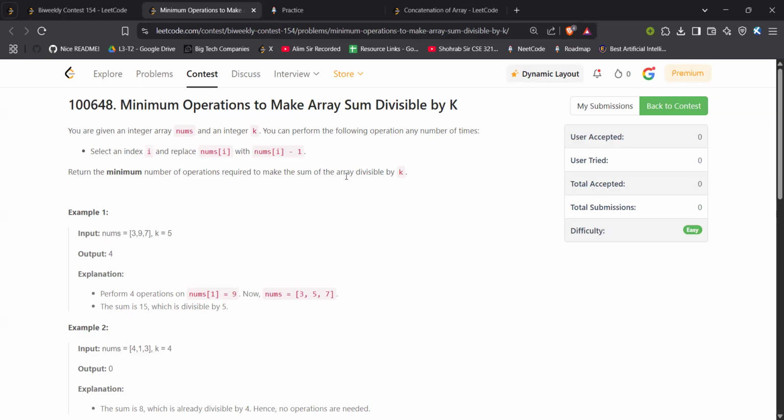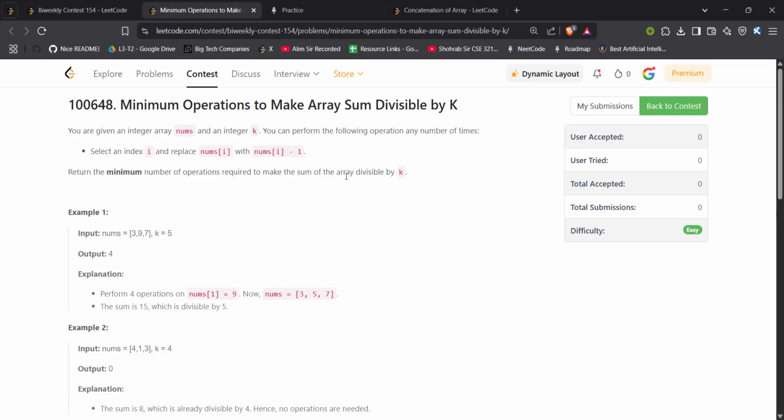So we need to make the sum divisible by k, right? So there is a current total sum, obviously, and so we can just decrease the numbers, right? Yeah, so I think this is fairly simple.